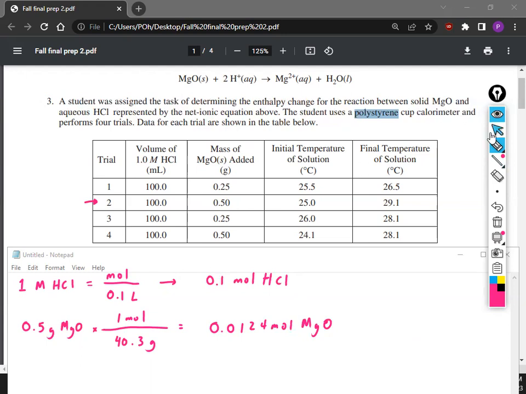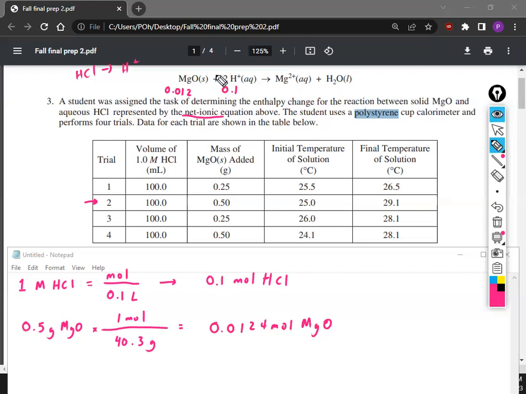All right, so based on that, we can take these values and we can analyze it using this equation. So basically we have 0.012 moles of MgO, and we got 0.1 moles of HCl. Yeah, but then HCl is a strong acid that dissociates into H+. This is a net ionic equation, so the Cl stays aqueous. Okay. Good question, though.